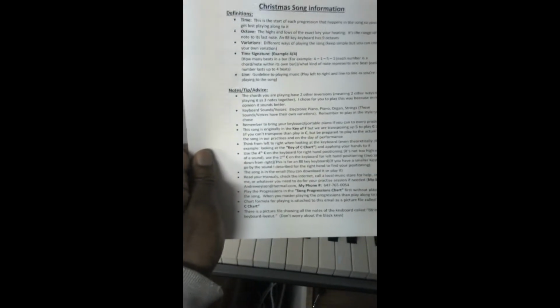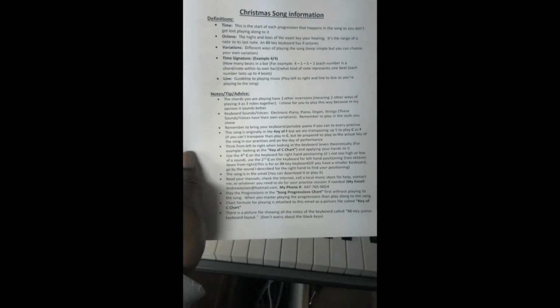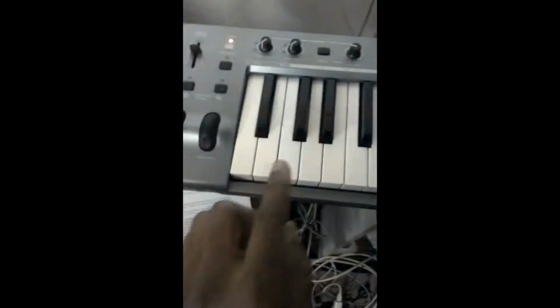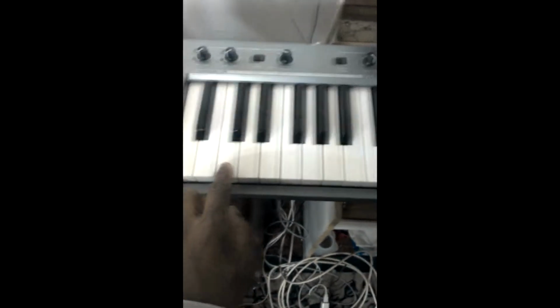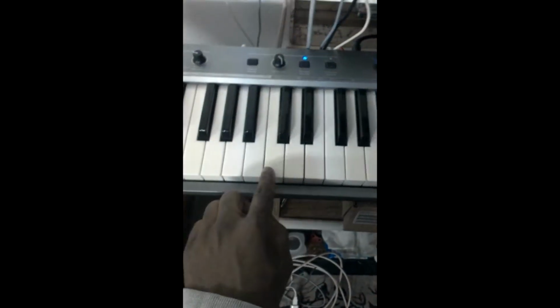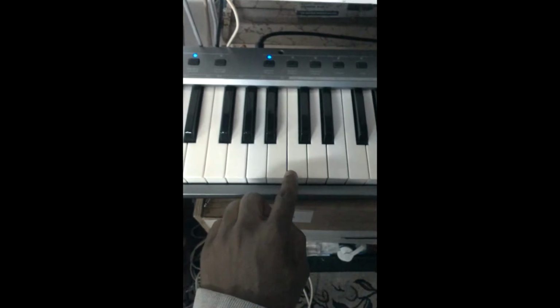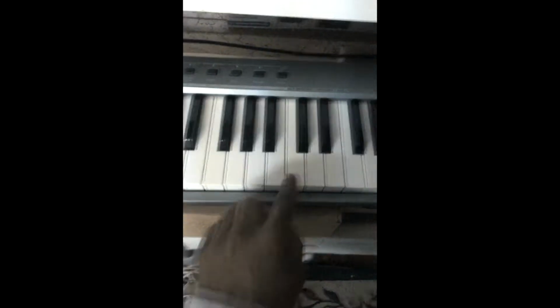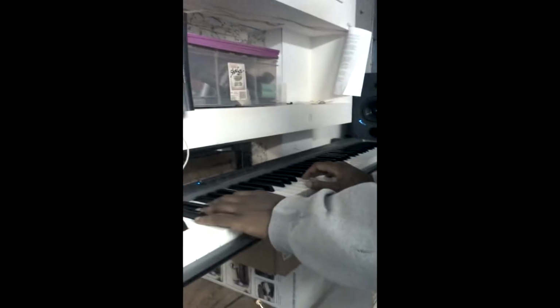Now, for an 88 key keyboard, use the 4th C on the keyboard for right hand positioning. It's not too high or low of a sound. Okay, you got your 1st C here, 2nd C, 3rd C, 4th C. This is how it sounds.